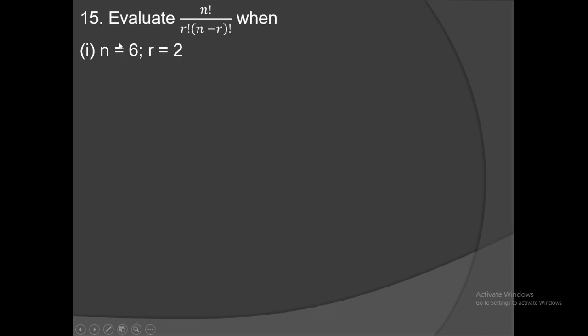Sum number 15, evaluate n factorial divided by r factorial into n minus r factorial, when n is equal to 6 and r is equal to 2. So now you have to substitute the value 6 in n and 2 in r. Okay, so in the numerator also we have n, in the denominator also we have n. So keep that in mind.